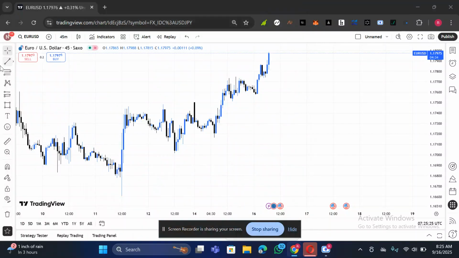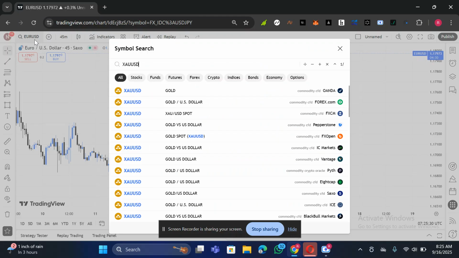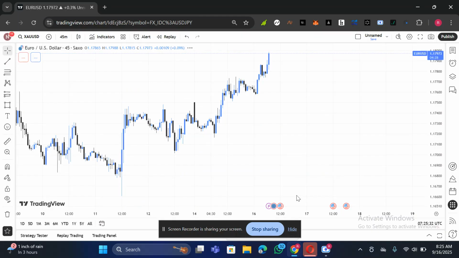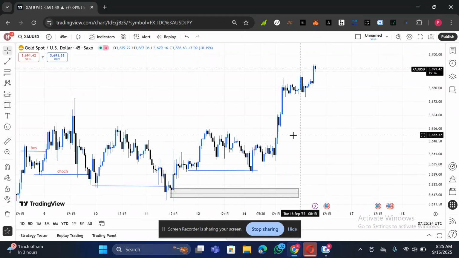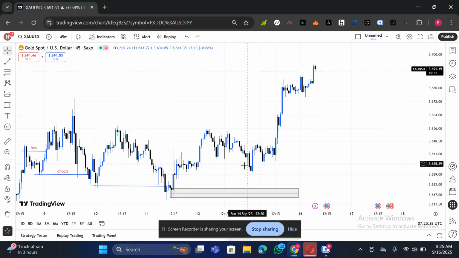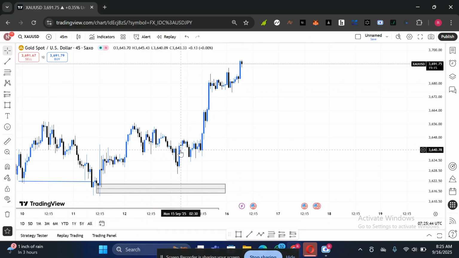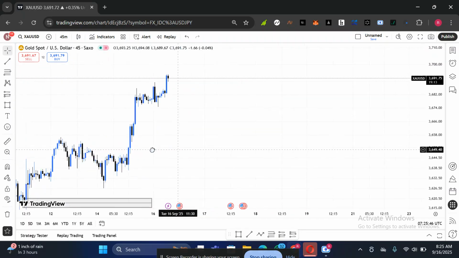Alright, so I'm going to be making use of gold in this case, or we can make use of another currency, but let me just quickly use gold in this particular case. Now, if you check clearly, we want to talk about chart patterns. I want to talk about chart patterns now. We have different types of chart patterns, but I'm going to be telling you about the four major chart patterns we have.